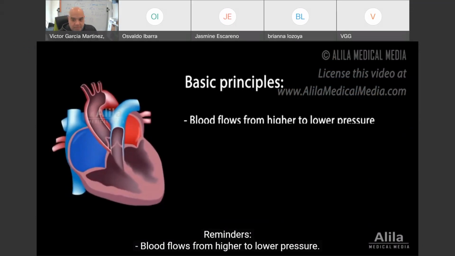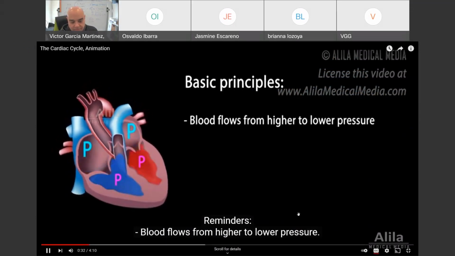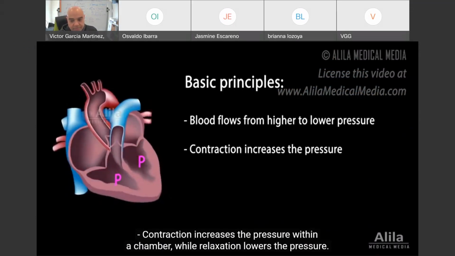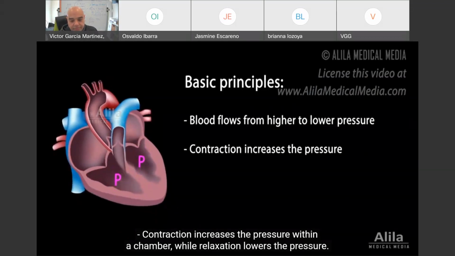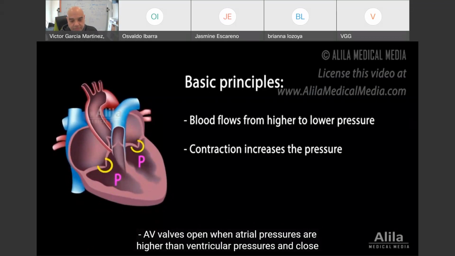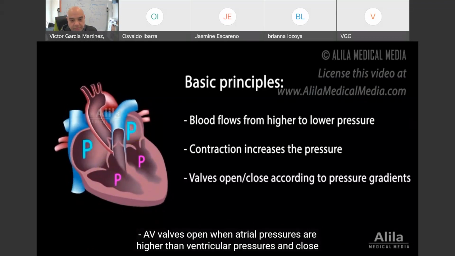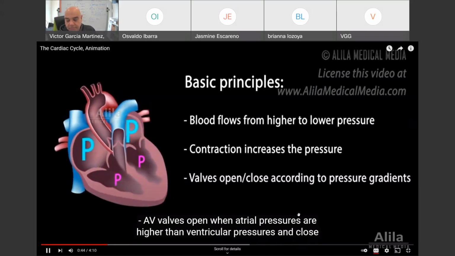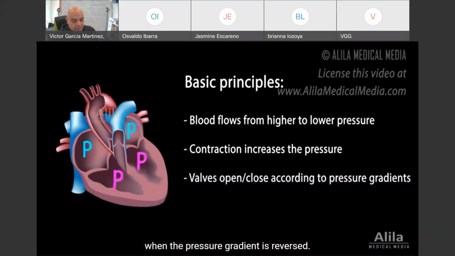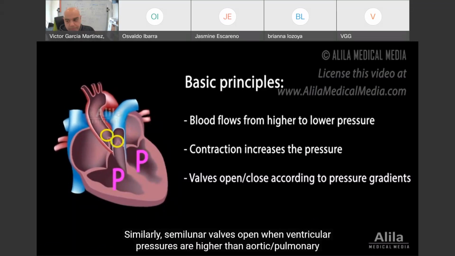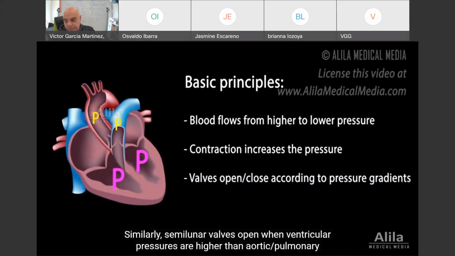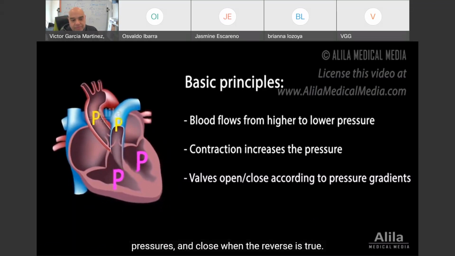Reminders: blood flows from higher to lower pressure. Contraction increases the pressure within a chamber, while relaxation lowers the pressure. AV valves open when atrial pressures are higher than ventricular pressures and close when the pressure gradient is reversed. Similarly, semilunar valves open when ventricular pressures are higher than aortic pulmonary pressures and close when the reverse is true.